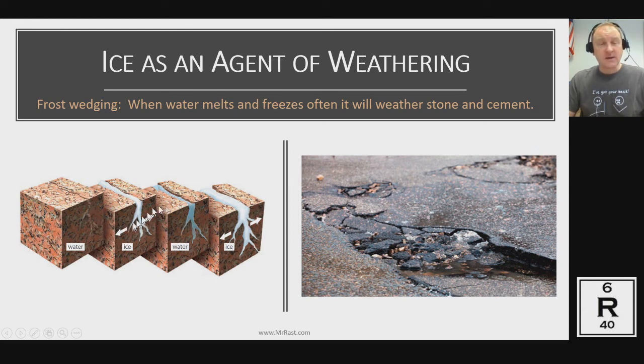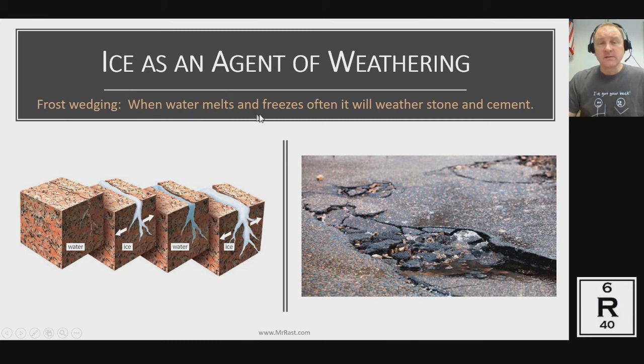And then daytime comes, and the water melts, seeping deeper into the crack that it made. And then the next night it freezes again, and it gets larger and larger and larger. And this is how these cracks appear in roads, which eventually lead to potholes. And this process is called frost wedging.